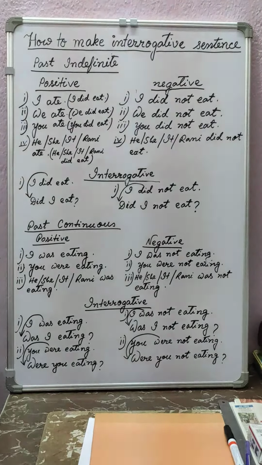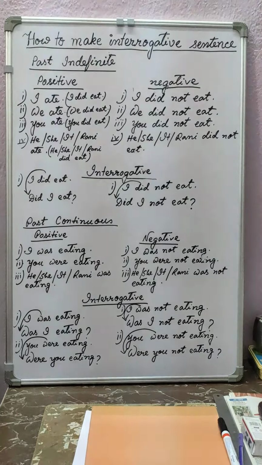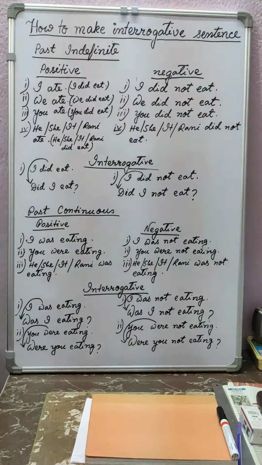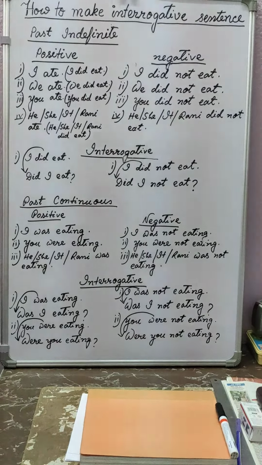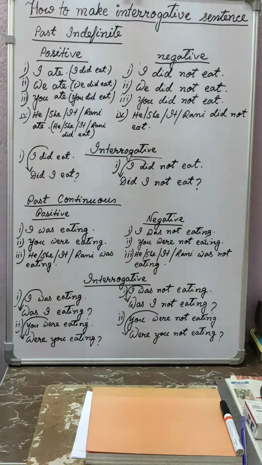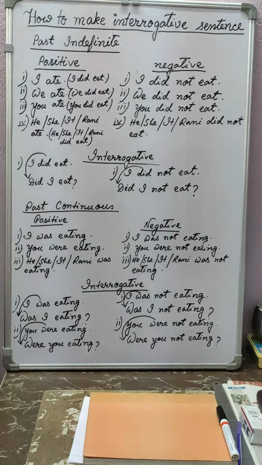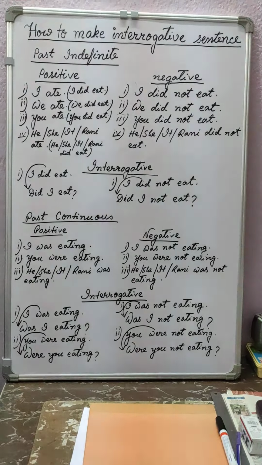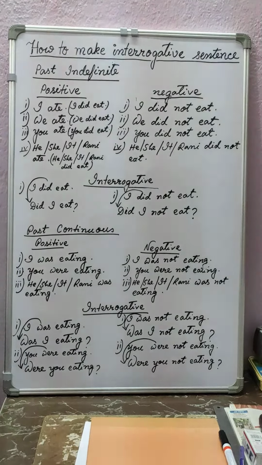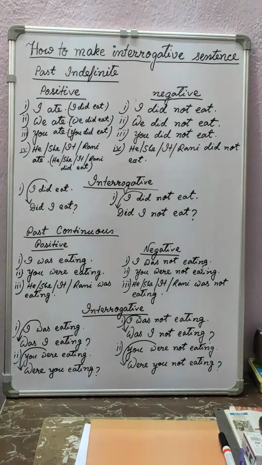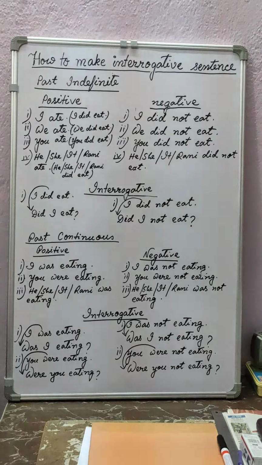Nothing will be changed. Now the past continuous tense is very easy: I was eating, you were eating, and he, she, it, or Rani was eating. What will be the interrogative sentence? I was eating. Was I eating? Here I am telling you one thing: the pronoun I will always be in capital letter. Wherever it sits, it will always be in capital letter.